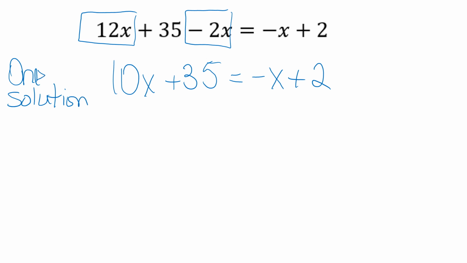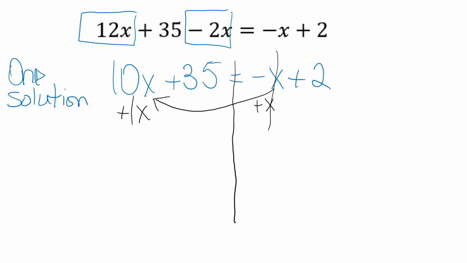So at this point, I do want to get my x's to one side of the equal sign and my numbers without variables to the other side. So bring your line down. If I move the negative x to the left-hand side, the opposite would be to add x to both sides of the equal sign. That's the same as adding 1x. These will cancel. 10x plus 1x will be 11x. We're going to bring down our other terms that we've not used.